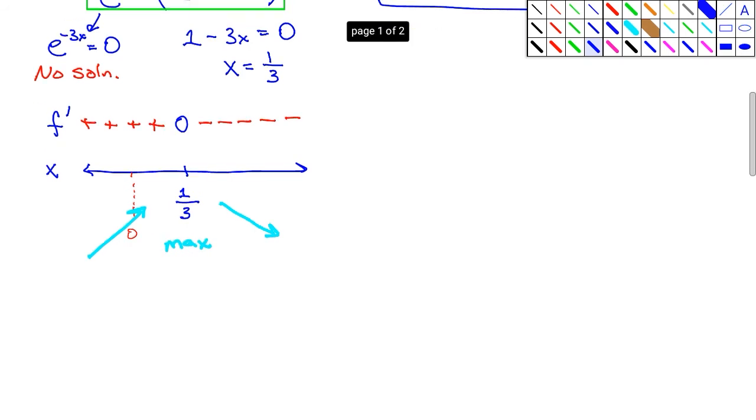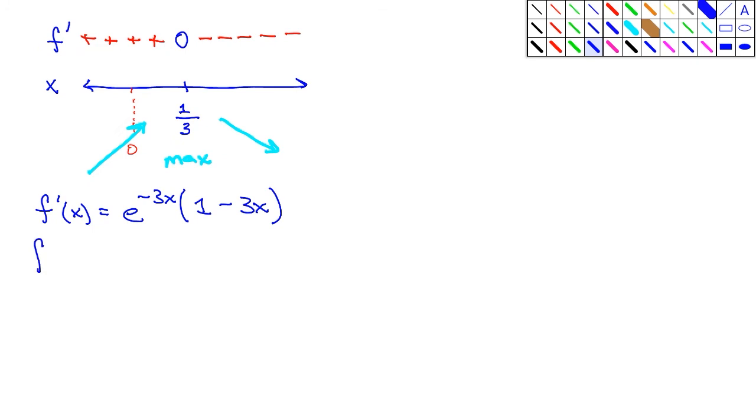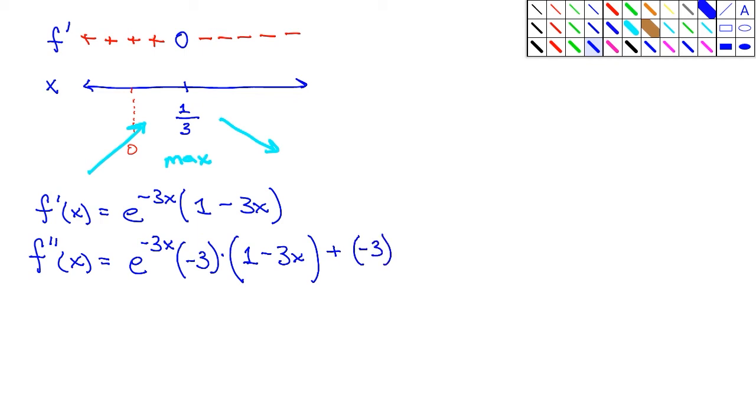All right, let me rewrite the derivative. This was e to the negative 3x times 1 minus 3x. And now we need to take the second derivative. So it's going to be the derivative of the first, e to the negative 3x times negative 3 by the chain rule, times 1 minus 3x, unchanged, plus the derivative of the second term, which is just negative 3, times e to the negative 3x power, unchanged.